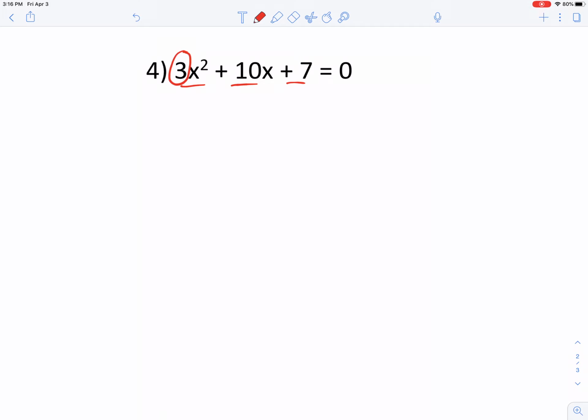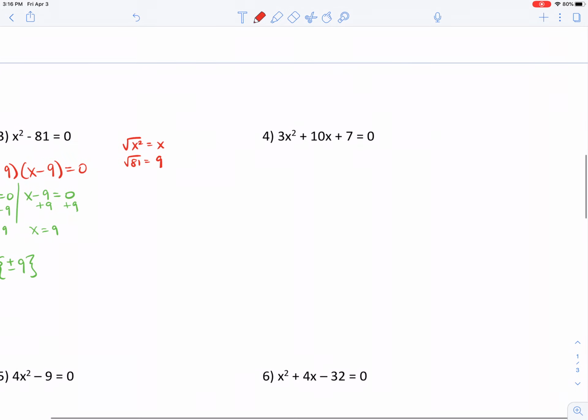So this is going to be your split the middle. Trinomial, and the number in front of x squared is not 1. That's your leading coefficient, not 1. That's your split the middle. So I get the number I'm going to be multiplying by.